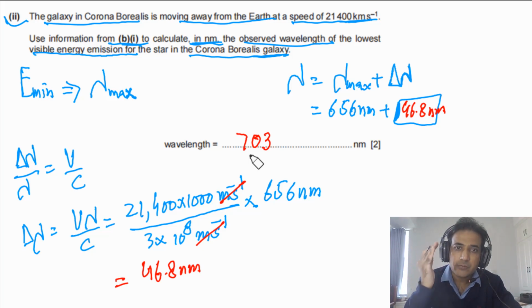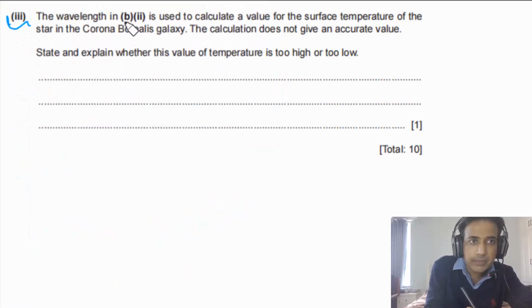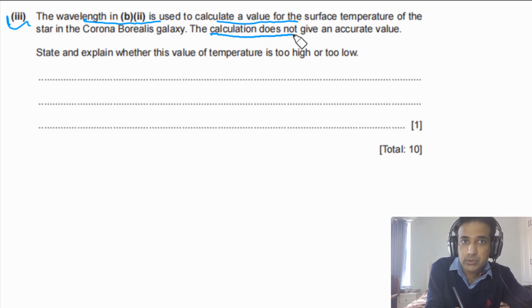So you need to understand what the question is asking you, then look at the given information and use your understanding of physics to reach the final answer. Third part says the wavelength in B2 is used to calculate a value for the surface temperature of the star in the Corona Borealis galaxy. The calculation does not give an accurate value. State and explain whether this value of temperature is too high or too low.